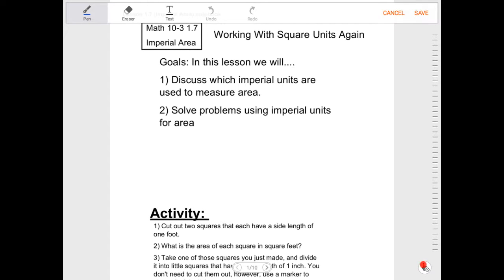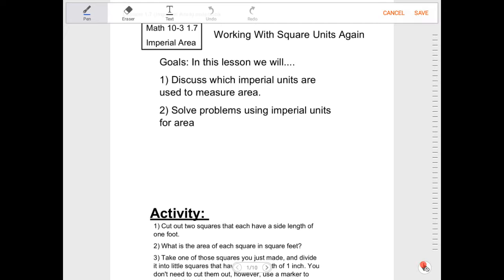Okay, now that we've moved into Imperial a little bit more, we're going to move on to area. But first, let me just recap where we are. Remember, in the very last lesson, we looked at how to convert between different types of SI and Imperial units. If you go back one more, we focused on how to convert Imperial units. So, for example, going feet to yards, yards to miles, etc.